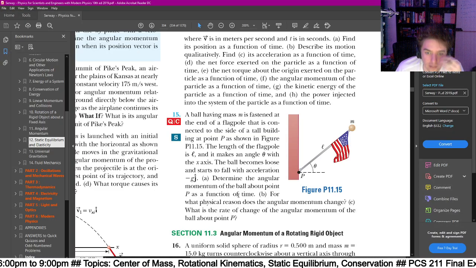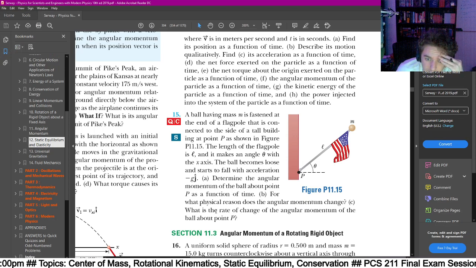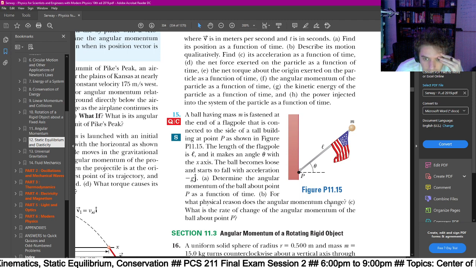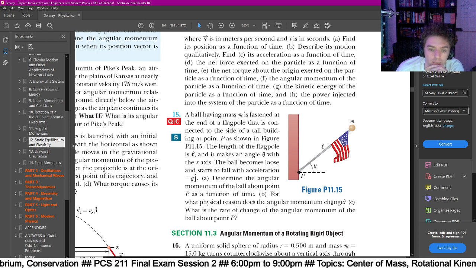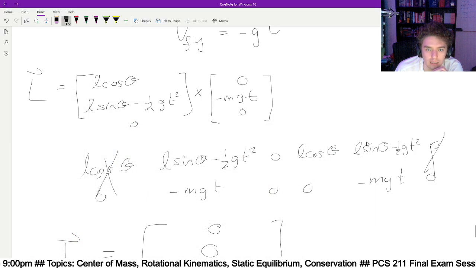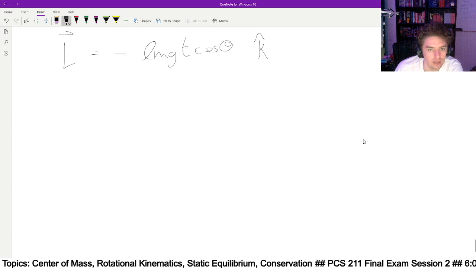Okay, well, there's more to it. For what physical reason does the angular momentum change? Well, angular momentum changes when there's some kind of torque being applied, and the torque being applied is gravity. So, what is the rate of change of the angular momentum of the ball around point P? The rate of change of the angular momentum is the mass times the acceleration, isn't it?